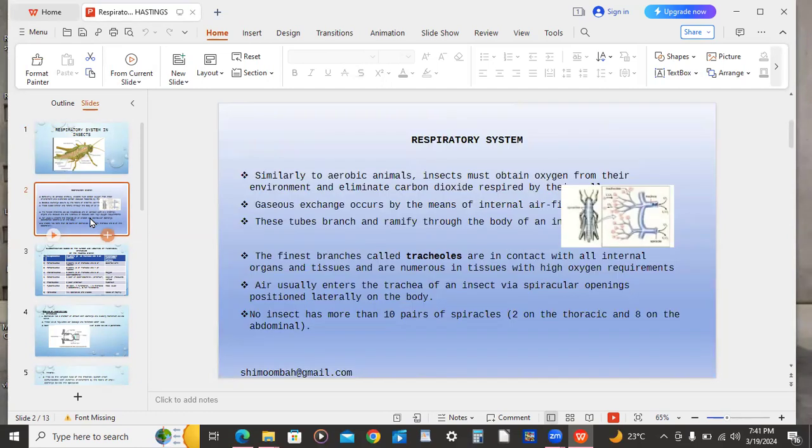Okay, so now note that no insect has more than 10 pairs of spiracles. It means all insects must have a maximum of 10 pairs of spiracles. It can have two, but it's not supposed to exceed 10. Two are located on the thorax and 8 are located on the abdomen.